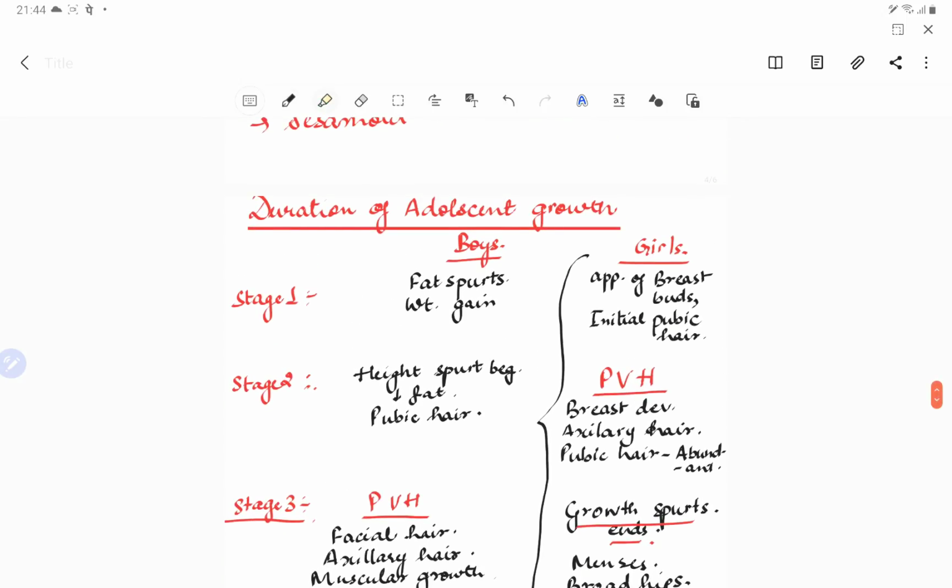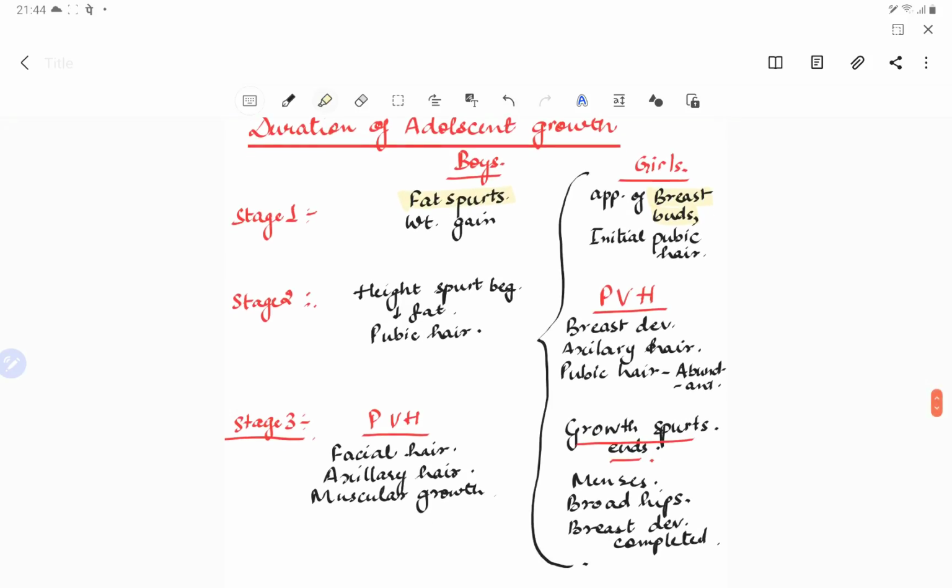So that is stage 1 for girls, where a breast bud develops, right? And of course for boys it is the fat spurts. For stage 2, the peak height velocity is for girls at stage 2, and for boys it is stage 3. We know that maturation comes a bit later for boys as compared to girls.